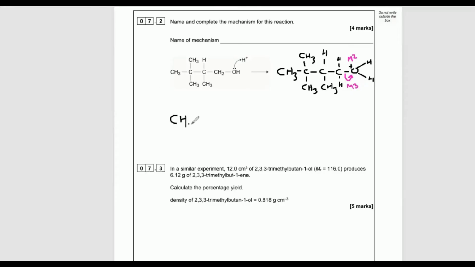Now you can actually combine these 2 drawings. I'm going to draw it out again to make it a bit easier, but you can combine the 2 drawings to get all 3 of the mechanism marks. So what happens now? We've lost our water and we've just got that CH2 left behind. But the CH2, because it lost the pair of electrons to the oxygen atom, it's now positive, the carbon there. So what happens is a hydrogen atom breaks off and donates its electrons to stabilize it, and we get a double bond forming.